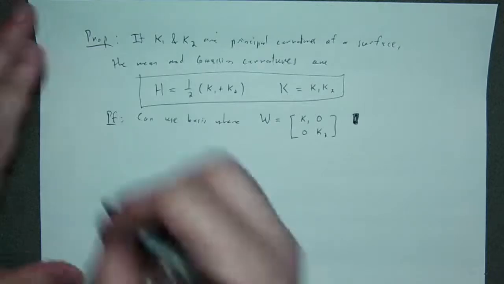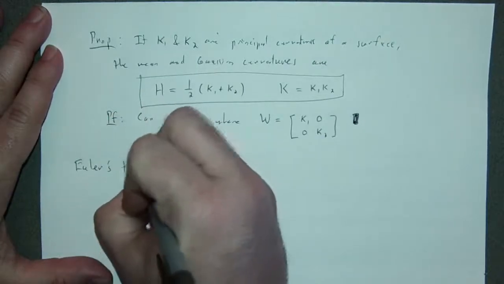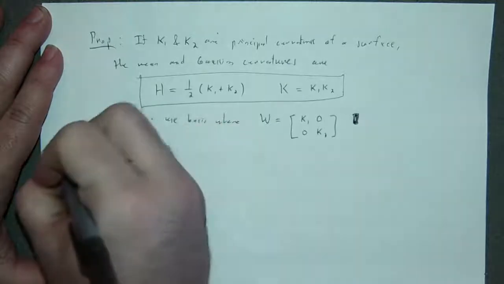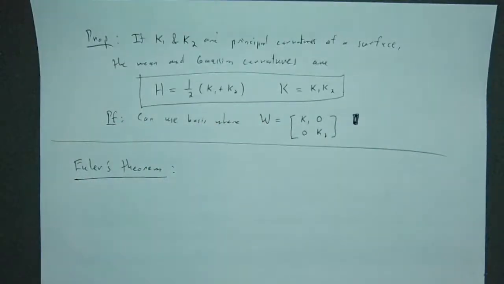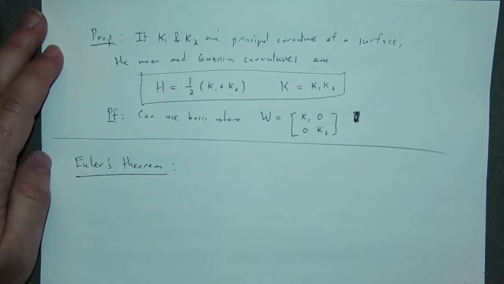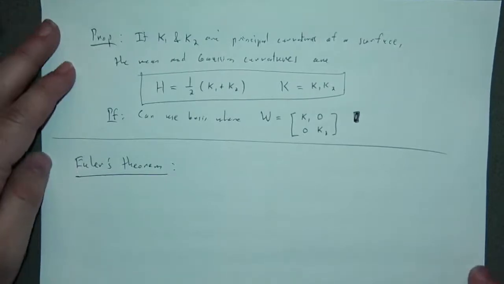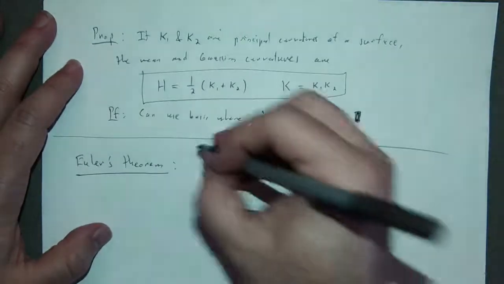All right. So next, I wanted to briefly take us back with Euler's theorem. This is going to relate the normal curvature of a curve on a surface with the principal curvatures. This is a really nice way that ties up everything we talked about when we talked about curvatures of curves on surfaces.